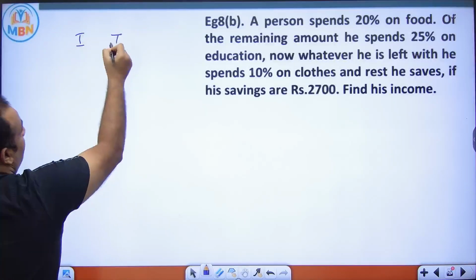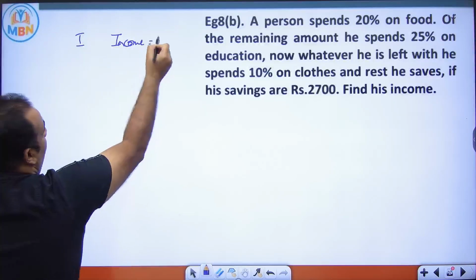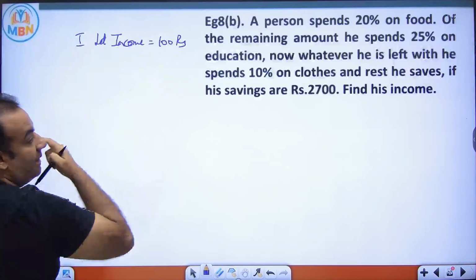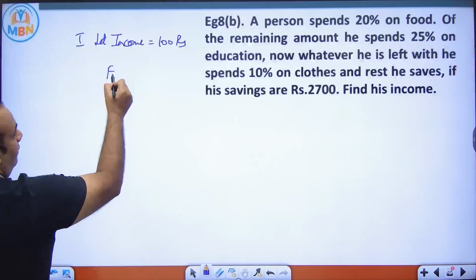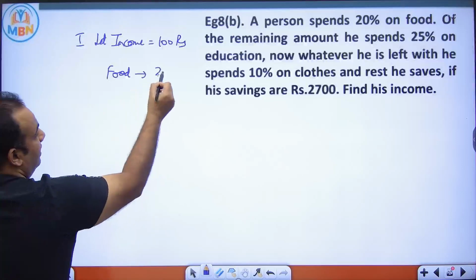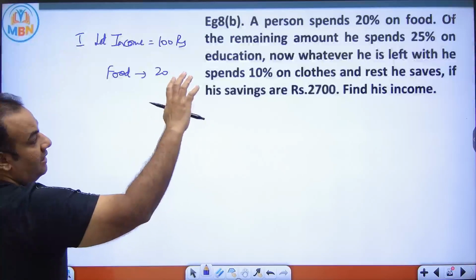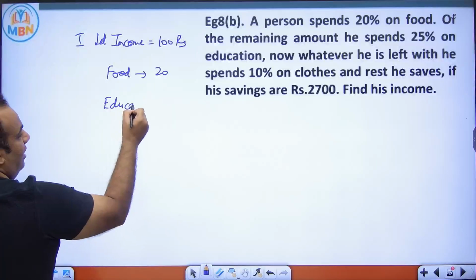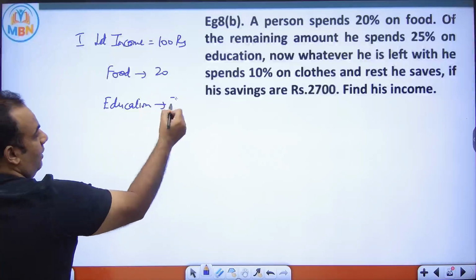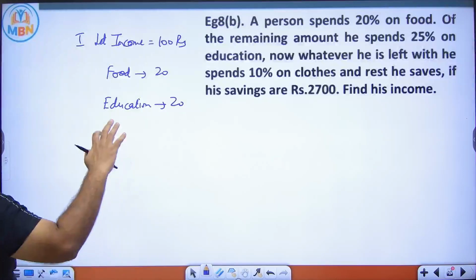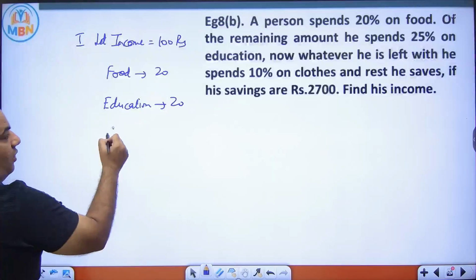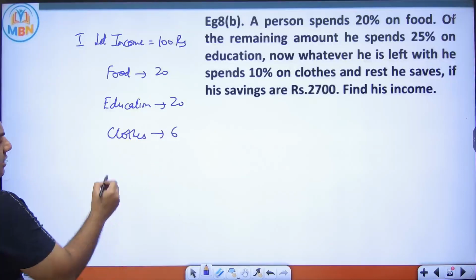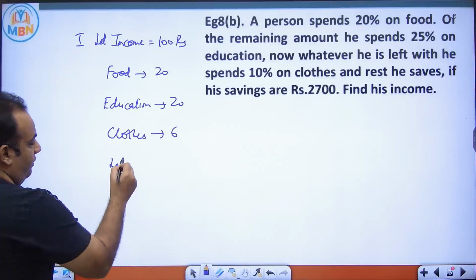Let his income be 100 rupees. If his income is 100 rupees, then he spent 20 rupees on food. Now he is left with 80 rupees. He spent 25% of 80, which is 20, on education. What is left? 60. Now he spent 10% of 60 on clothes. 10% of 60 is 6. So he is spending 6 on clothes. Now what is he left with? He is left with 54.